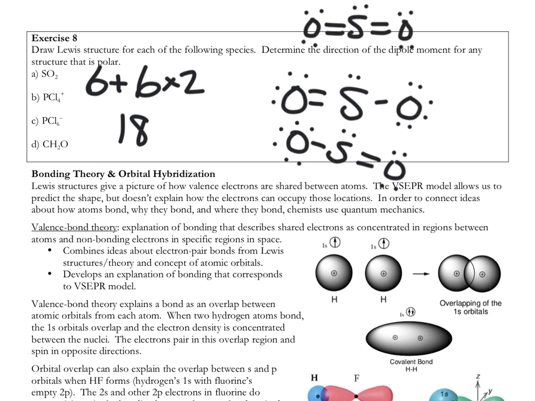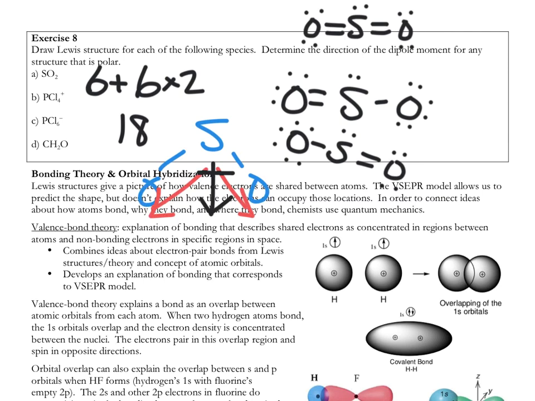Without any electrons, we could draw this and it would look like that. The bent shape makes it asymmetrical, much like water. So then we think about where the electrons are being pulled. They're being pulled towards oxygen, for an overall dipole, which is down towards oxygen. The direction of the dipole is towards the oxygens.